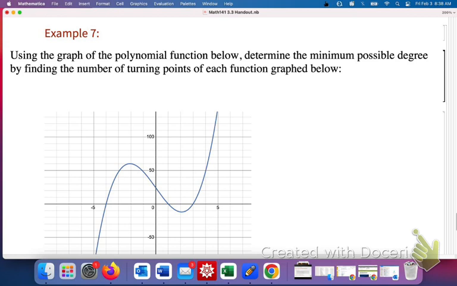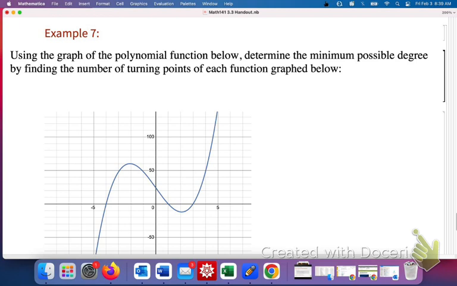Now, we started with the general form of a polynomial function, its equation, and we determined the maximum number of x-intercepts and turning points the graph of the function could have. Now, starting with the graph of a polynomial function, we can determine the minimum possible degree by finding the number of turning points of each function graph below. So, whatever the number of turning points we find is, the minimum possible degree of the function would be 1 more than the number of turning points.